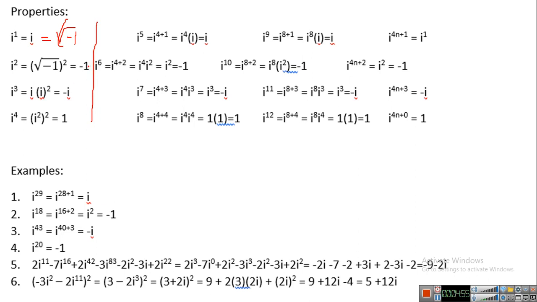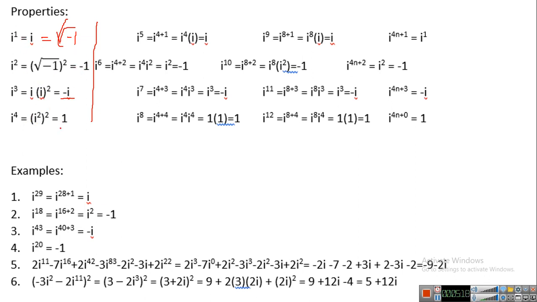We know that i squared is minus 1, which is impossible for a real number, so it exists only in complex numbers. If you want to find i cubed, it is i squared times i. Since i squared is minus 1, times i, it will be minus i. i to the 4 is i squared squared; i squared is minus 1, and if you square it, it's 1.